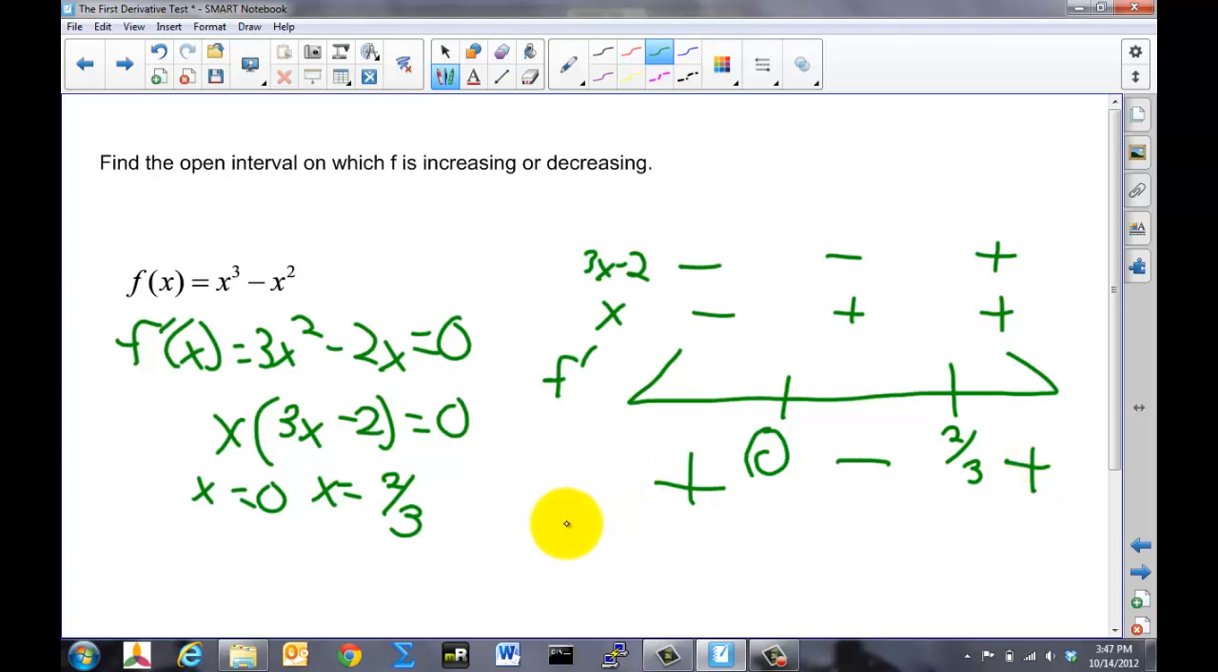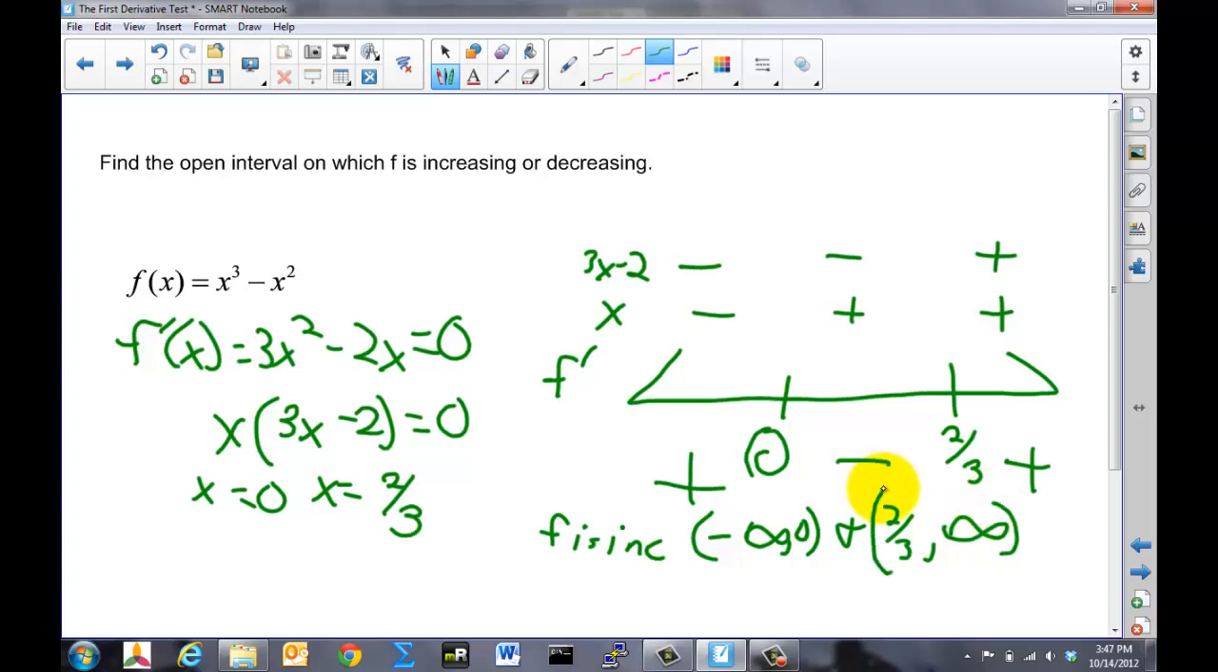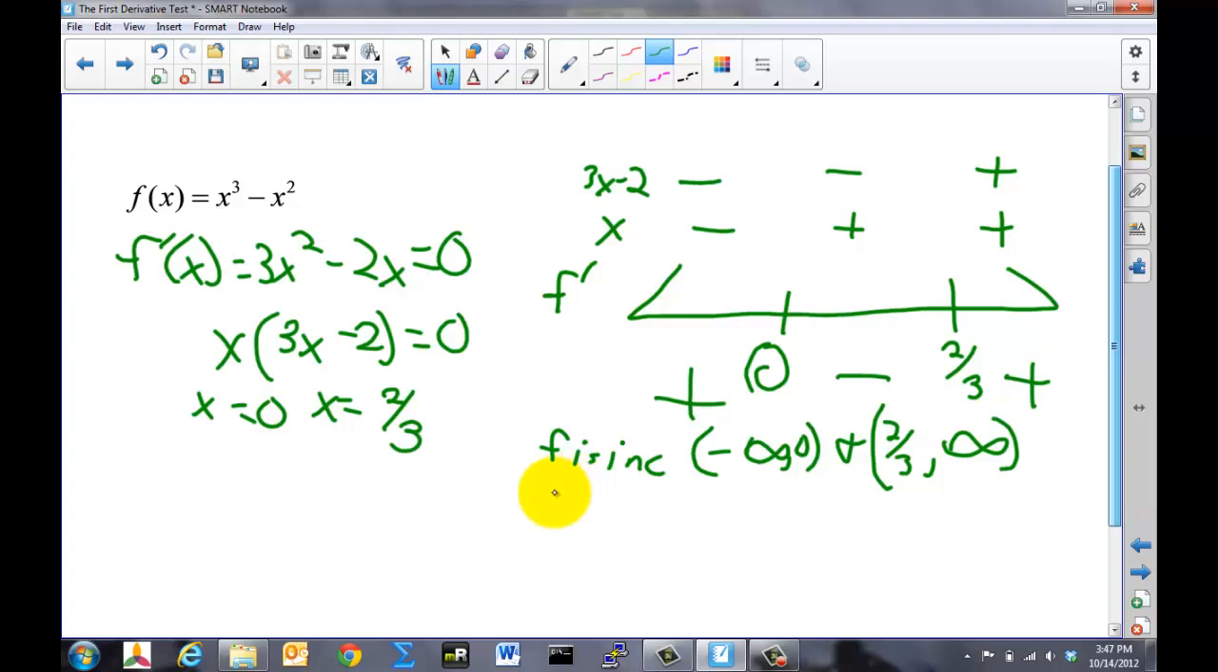So again, where is f increasing? f is increasing from -infinity to 0 and from 2/3 to infinity. And where's the function decreasing? It is decreasing wherever the derivative is negative. So f is decreasing from 0 to 2/3. It's very important when you write these that you use the parentheses. This is an open interval. The points themselves, the endpoints, are not in the intervals.